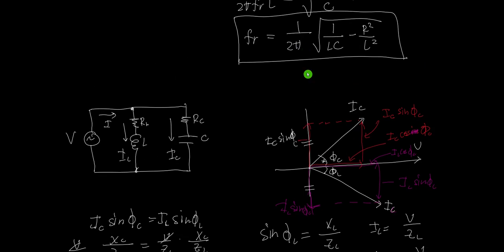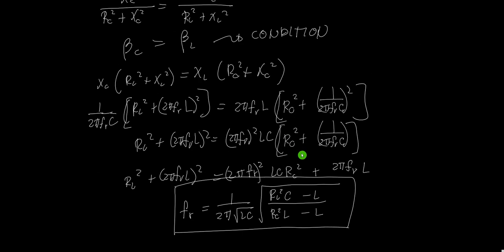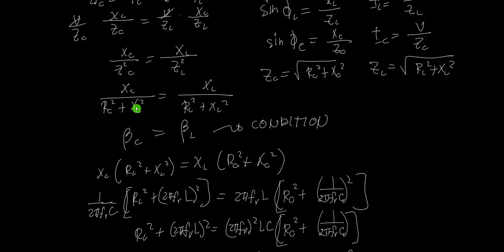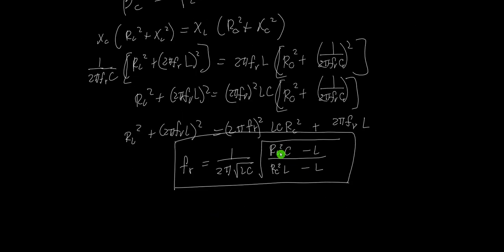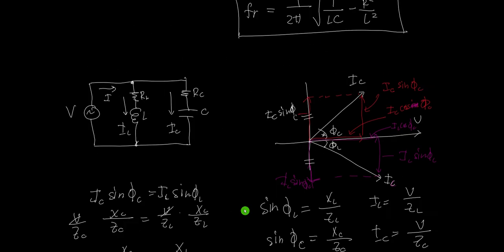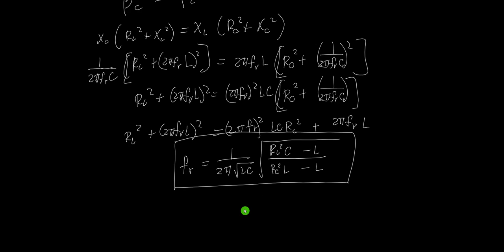So if you look at these two, they are different. But if we try to disregard or make RL and RC small, equal to 0, so if this is equal to 0, this is equal to 0, then this will become negative L over L, and negative L over L is just equal to 1. Square root of 1 is just 1, and we retain 1 over 2 pi the square root of LC, which is the formula for ideal inductor and capacitor. So these are the other cases for parallel resonance.